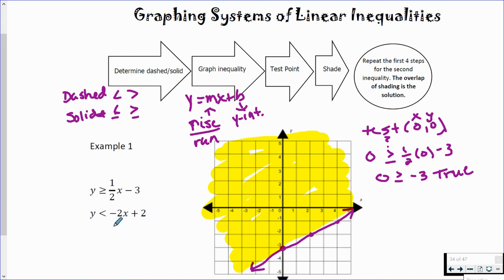So same thing. We have our slope and our y-intercepts. We start at 2, put a point there. We go up 2. This time we run to the left because it's negative. If we go down 2, we go the opposite way. This one is not allowed to equal, so we use a dashed line.